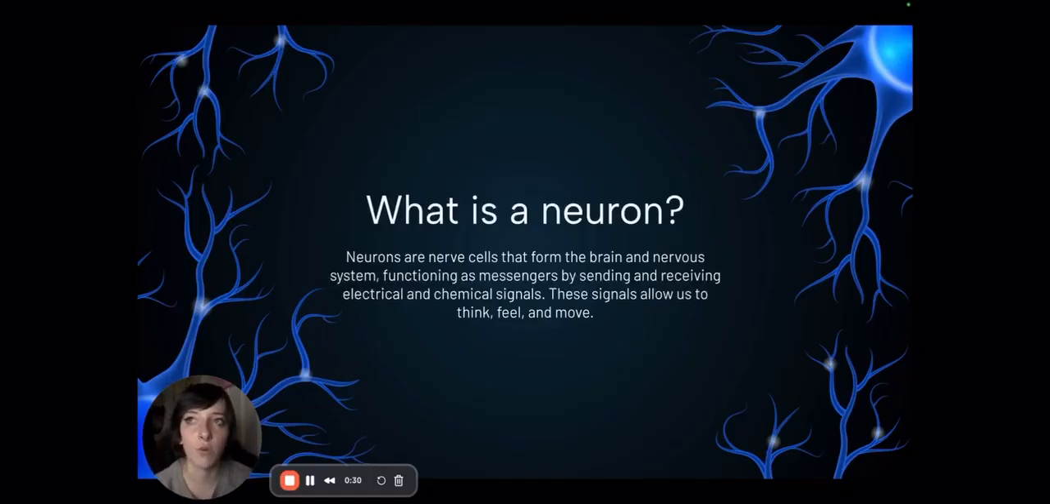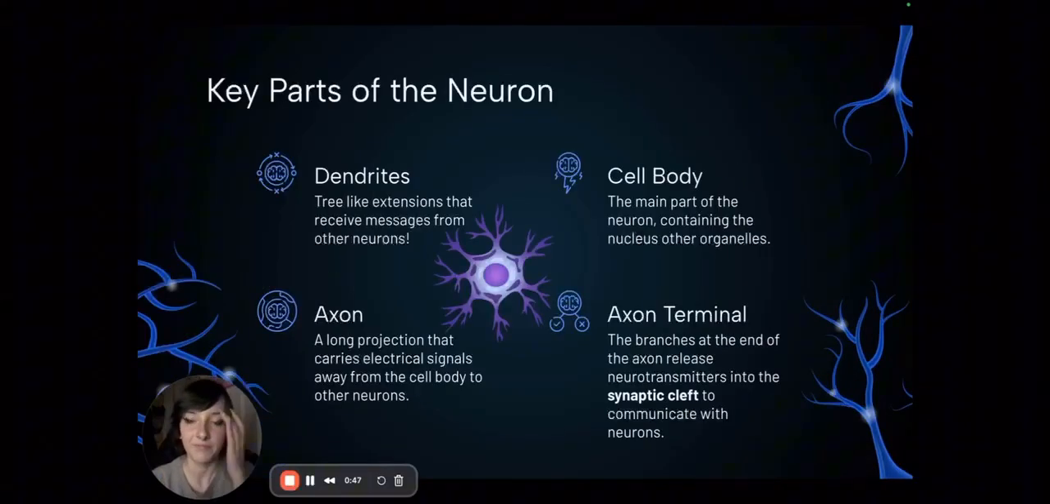Neurons are nerve cells that form the brain and nervous system, functioning as messengers by sending and receiving chemical and electrical signals. These signals basically allow us to think, feel, move, any signal necessary for you to do everyday movements. The key parts of a neuron are the dendrites, the axon, the cell body, and the axon terminal.